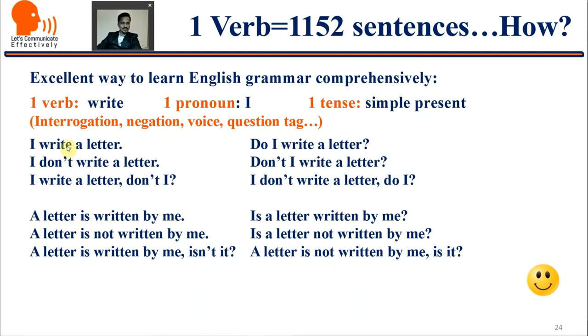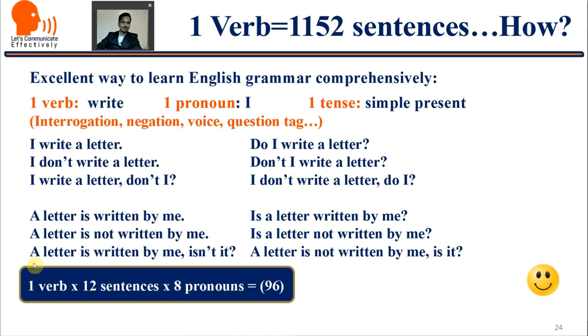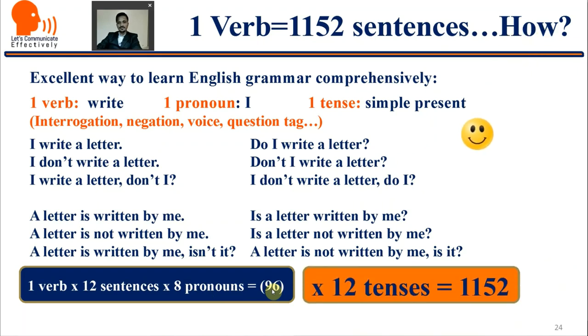Right, so you just see, there are 12 various sentences with the help of one verb, write, and one pronoun, I, and it is only in simple present. Likewise, one verb, 12 sentences, 8 pronouns. We have 8 pronouns: I, we, you, he, she, it, they. If we create sentences with each of those pronouns, we will get 96 sentences, and there are 12 tenses, 12 into 96, 1152.